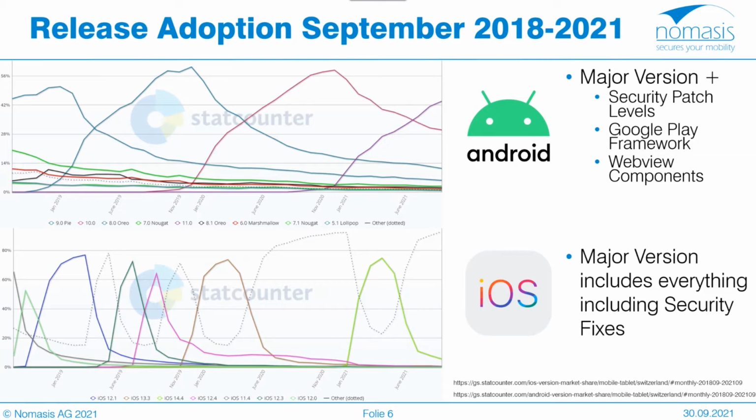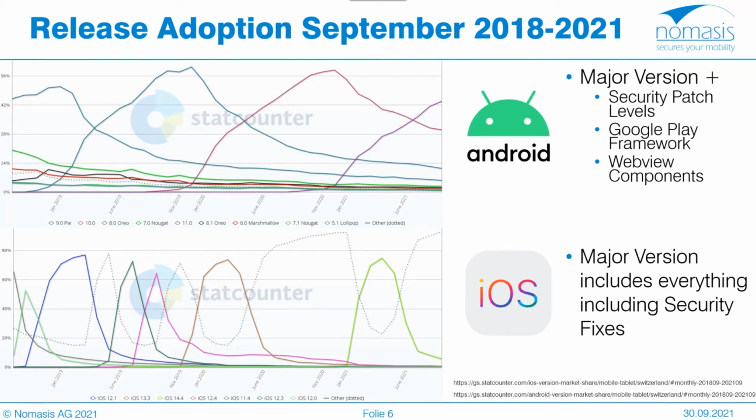You can see for Android it takes quite a while for new versions to catch on. Now it's only 3 years, from September 2018 to September 2021. And as we can see, Android 11 has only recently caught up over the 42% margin, while there are still more than 10% on the Android 9, Android Pie release.